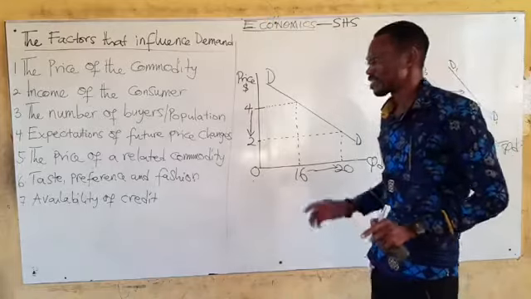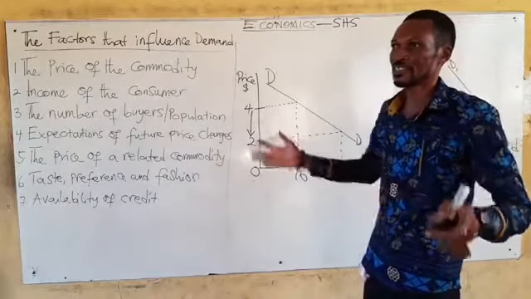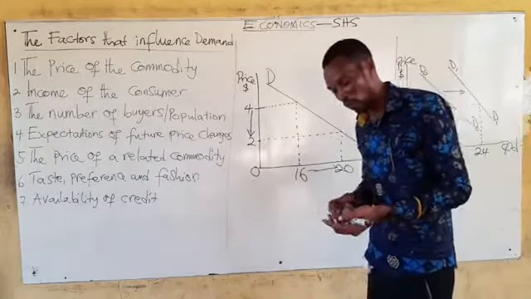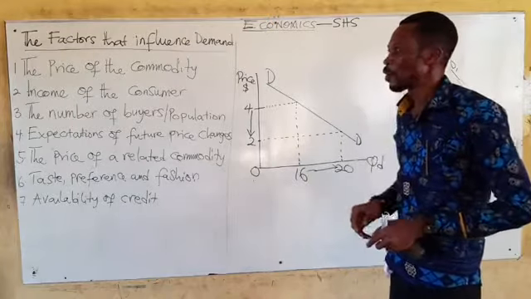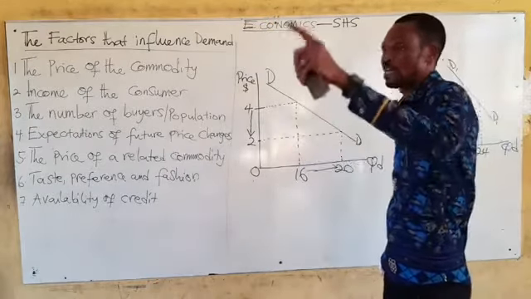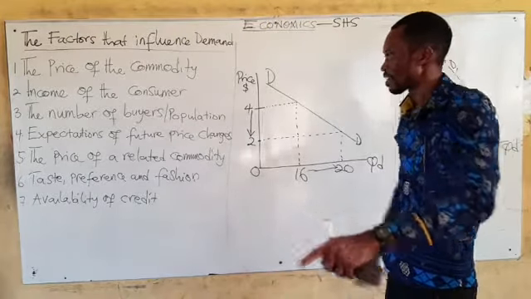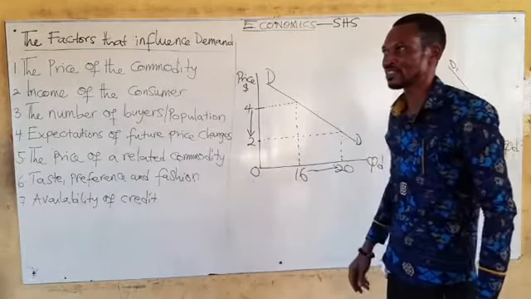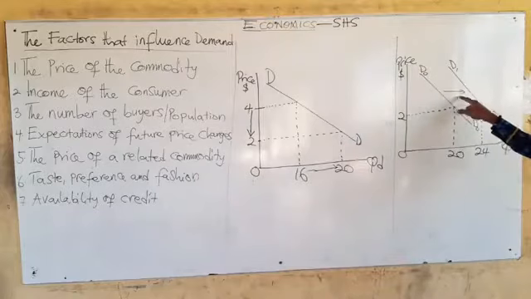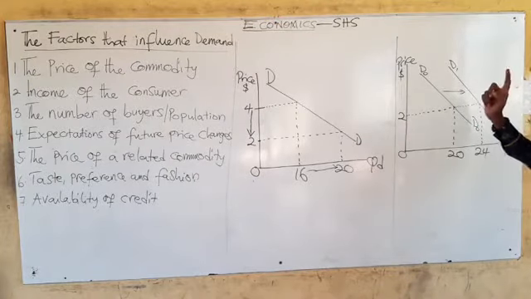So assuming that we have 2 SIM cards in Ghana, I'm assuming Vodafone and say MTN. When the price of Vodafone increases, people are going to buy more of MTN SIM cards. Okay, that is the price of a related commodity. So in that case, this is going to happen. The demand curve is going to shift this way, and you have to draw another demand curve to illustrate that.